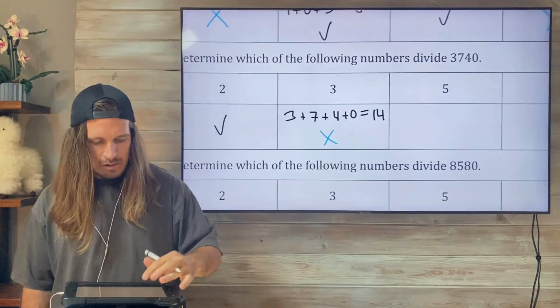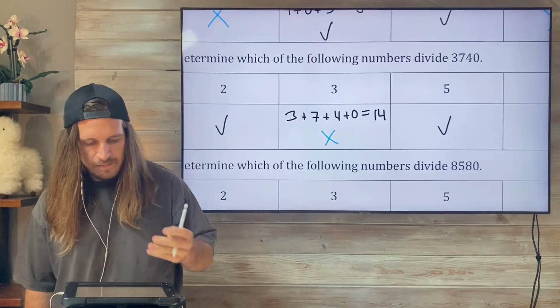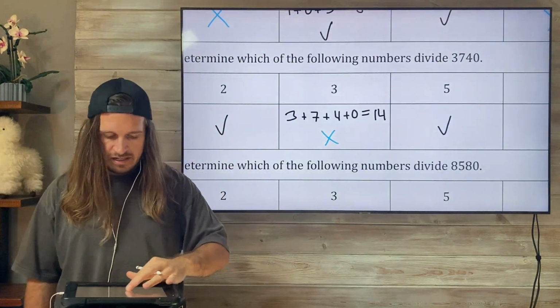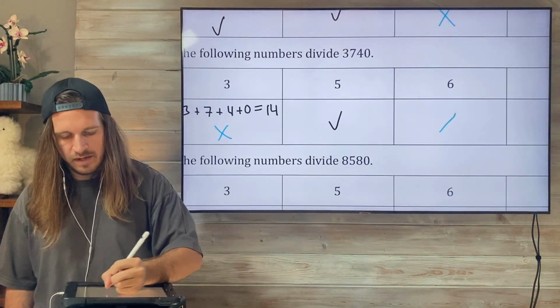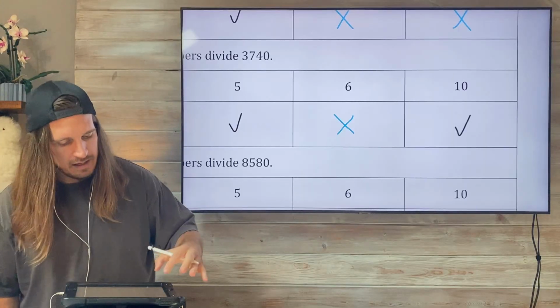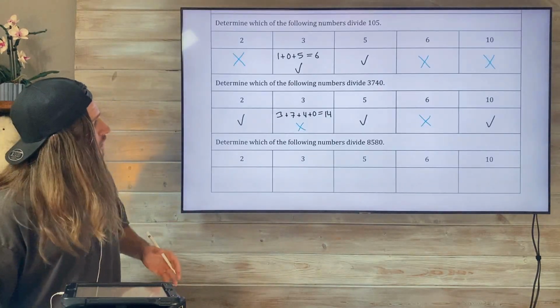It ends in a 0, which means it's divisible by 5. Now, it was divisible by 2, but it's not divisible by 3, so it's not going to be divisible by 6. And it ends in a 0, so it is divisible by 10. So far that's what we have.